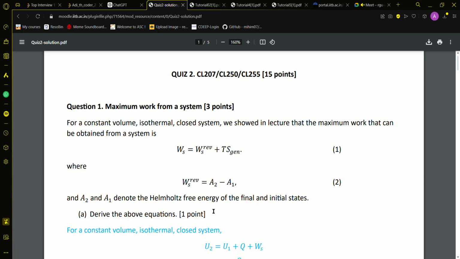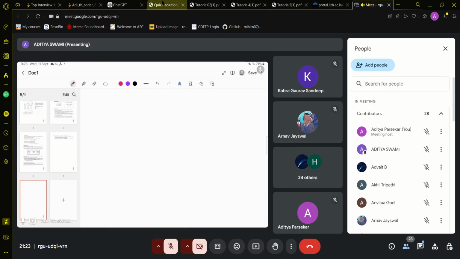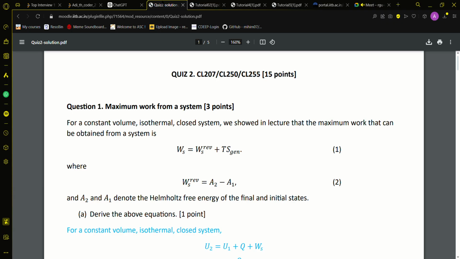Okay, so now we're moving to our second quiz, in which we start moving into combining energy and entropy balances. So screen is visible, right? So in the first question, we're given that it's a constant volume system. It's also isothermal, and it's a closed system. So when they say it's a closed system, what's that going to mean? That's going to mean there's going to be no flows. So m dot is going to be zero here. There's no flow of mass in and out of the system.